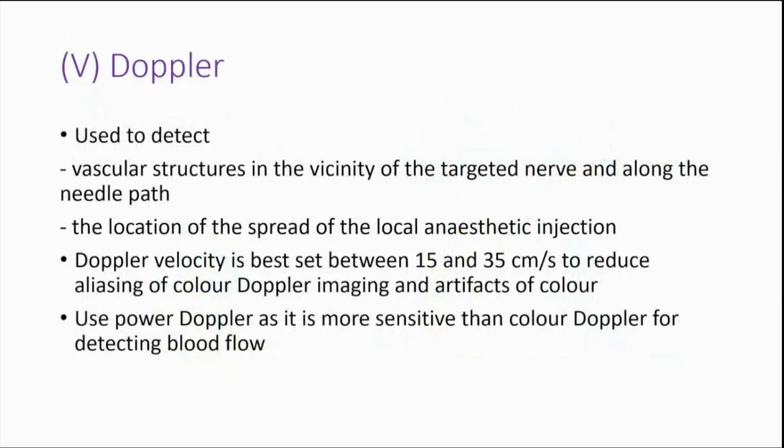Next will be the Doppler. This is used to detect vascular structures in the vicinity of the targeted nerve and along the needle path. It also helps to detect the location of the spread of the local anesthetic injection. Doppler velocity is best set between 15 and 35 centimeters per second to help reduce the aliasing of the color Doppler imaging and the artifacts of the color.